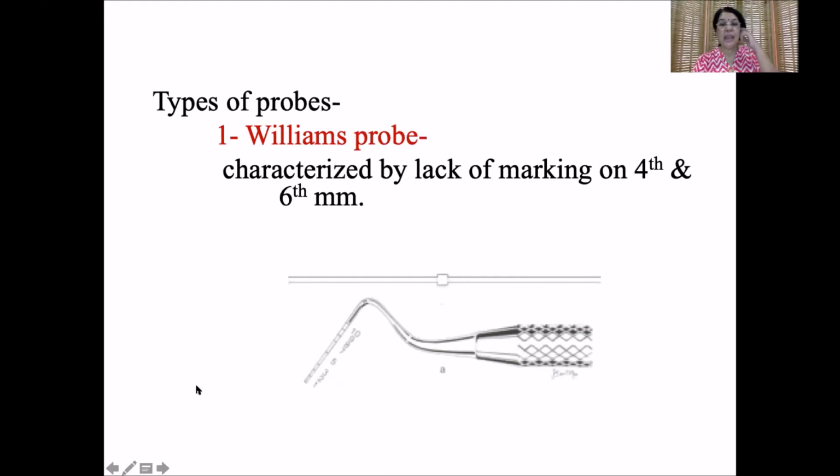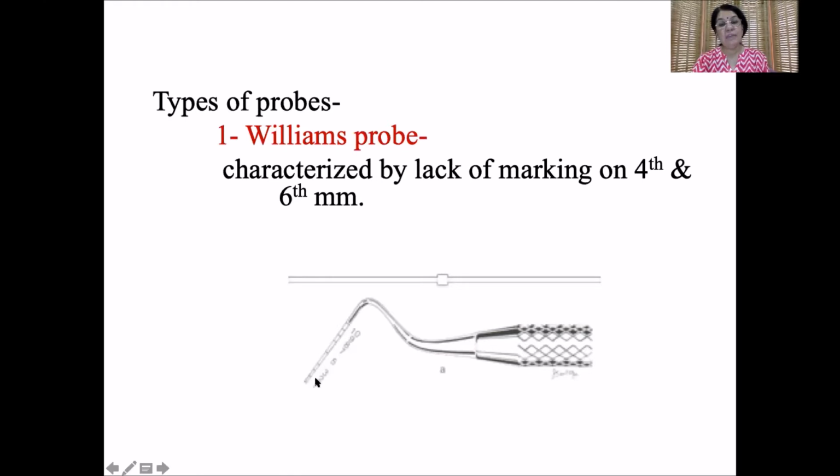You have different types of probes. You have the Williams probe. This is characterized by a lack of marking on the 4th and the 6th mm. In this picture, you can see the 4th and the 6th mm marking is missing. Because you have to identify which probe you are using, that is a Williams probe. The end is flat here. This is used to detect the depth of a pocket, or sometimes the cavity also.